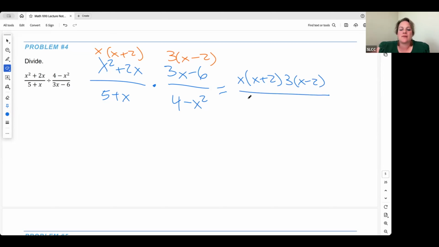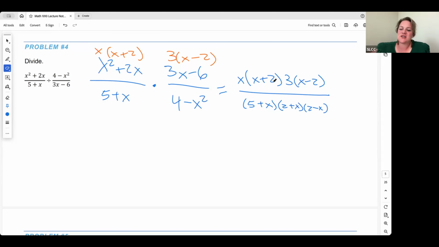In the denominator, I have 5 plus x. I can consider that one binomial and put it in parentheses. And here I have the difference of squares. So 2 plus x times 2 minus x.